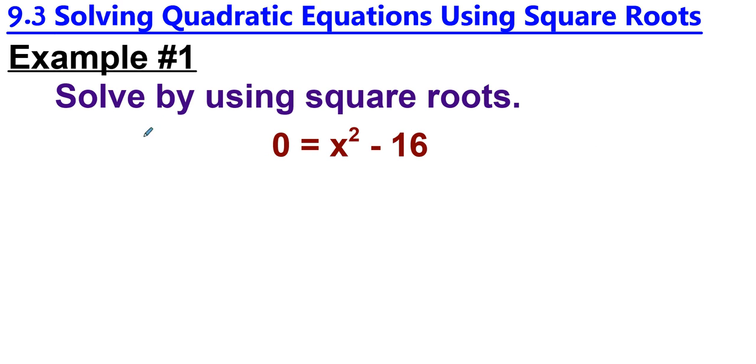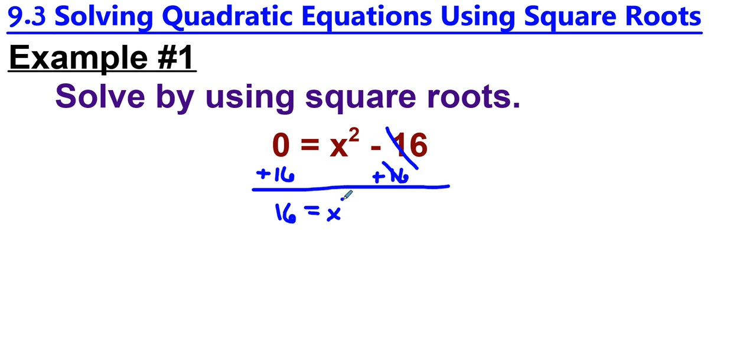All right, so this one says solve by using square roots. Like I said to start this lesson, we're going to add the constant to the other side. At least I think I said it. I thought it. I hope I said it. On all of these, we're going to be adding the constant to the other side first. So in this one, we get 16 equals x squared.